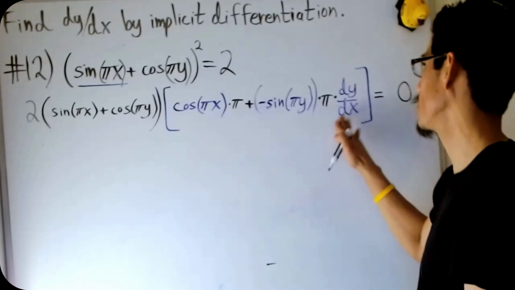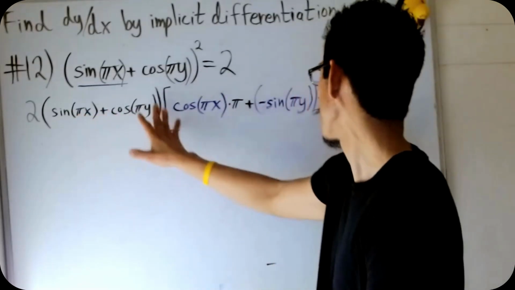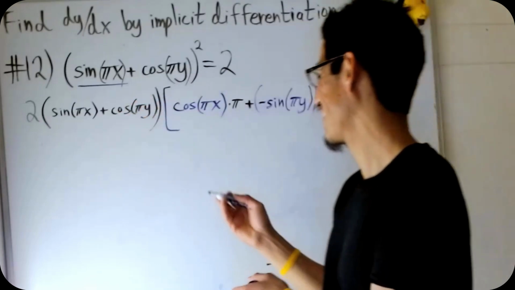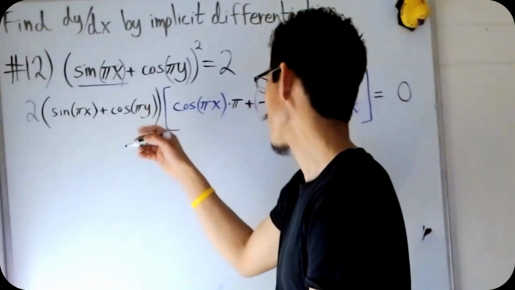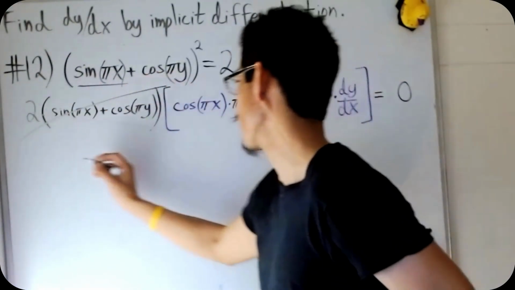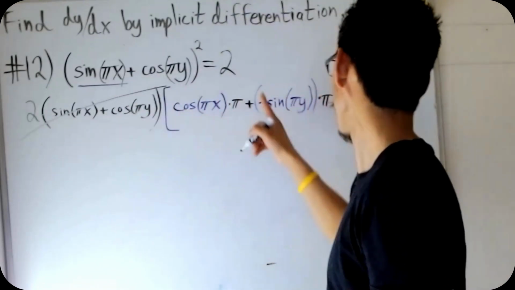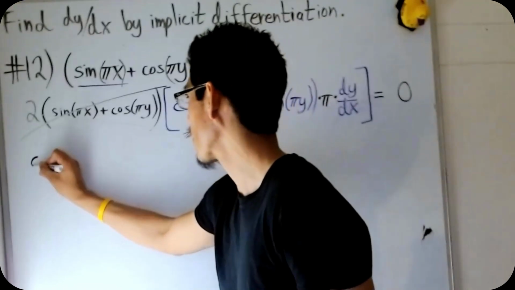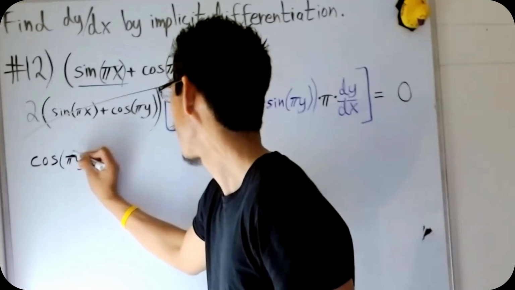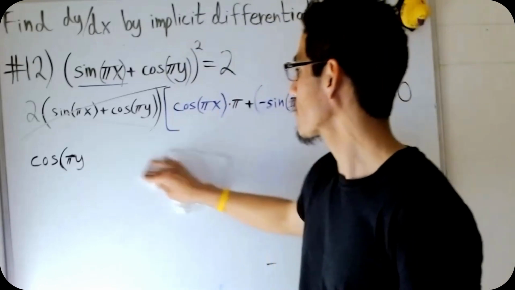And then from here, all we're really doing is solving for dy dx. So we're just going to divide both sides by this first to make it a little easier to work with. So divide both sides by that. Let's just cross that out and leave what we have on the left. So we'll have this whole thing. So we'll have the cosine of pi x is what I meant to write.